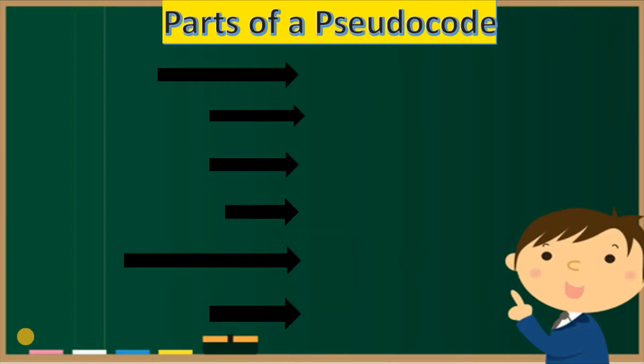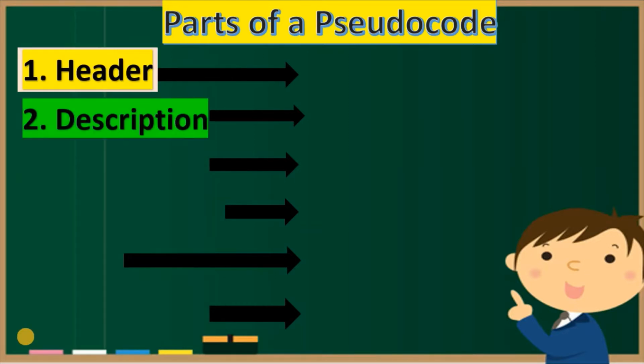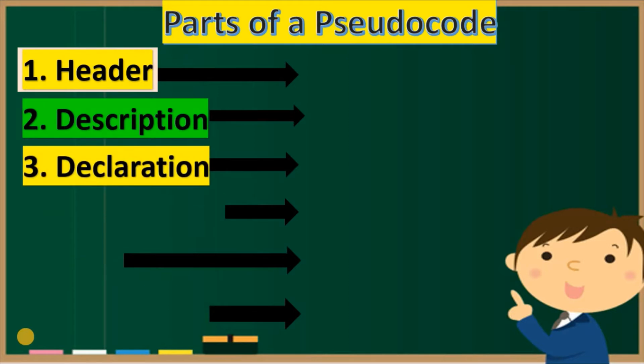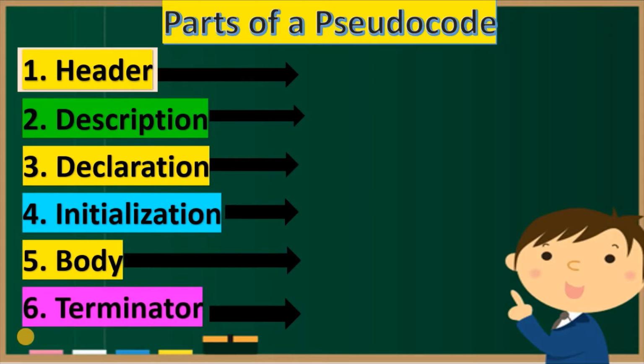Parts of a pseudocode. Now, in order for us to be able to know how we are able to go about solving problems, we would like to identify the different parts that make up a pseudocode, and also just to give us a structure to follow whenever we are solving our problems. So one of the parts that we have for the pseudocode is the header. Another part is the description, a declaration, initialization, the body, and finally the terminator.